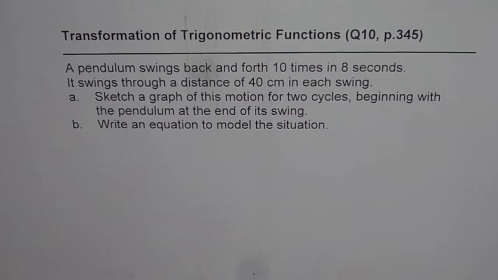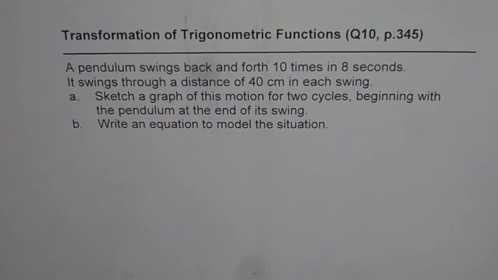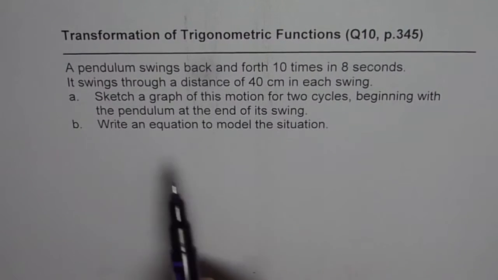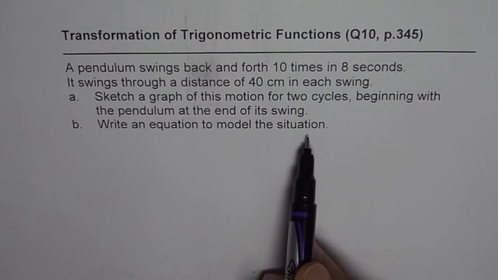I'm Anil Kumar, and here is question number 10, page 345 from Nelson, transformation of trigonometric functions. The question is: a pendulum swings back and forth 10 times in 8 seconds. It swings through a distance of 40 centimeters in each swing. Sketch a graph of this motion for 2 cycles, beginning with the pendulum at the end of its swing. Write an equation to model the situation.